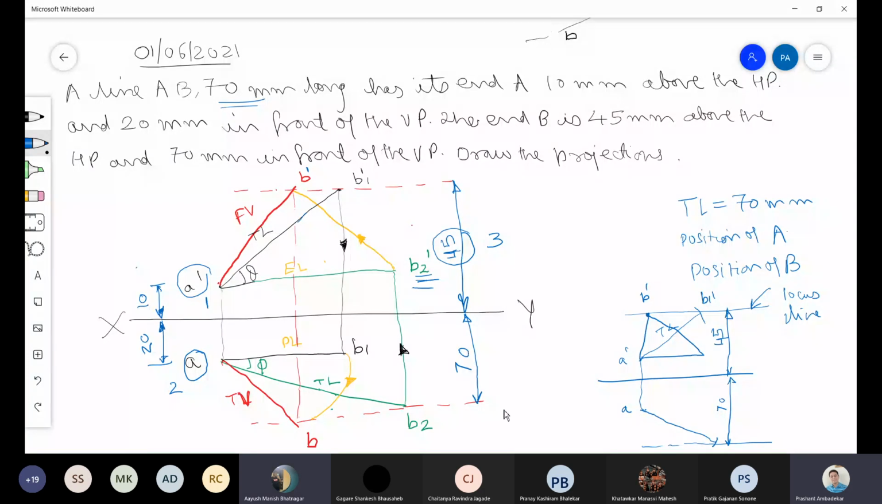ओके सर. सर मेरा और एक डाउट था, जो आपने वो ट्रू लेंथ ड्रॉ किया टॉप फ्रंट व्यू में सर, वो आपने सीधा ए डैश का लेंथ लेके किया ना, ट्रू लेंथ 70 मार्क करके उधर लोकस लाइन का मार्क किया ना. करेक्ट. थैंक यू.